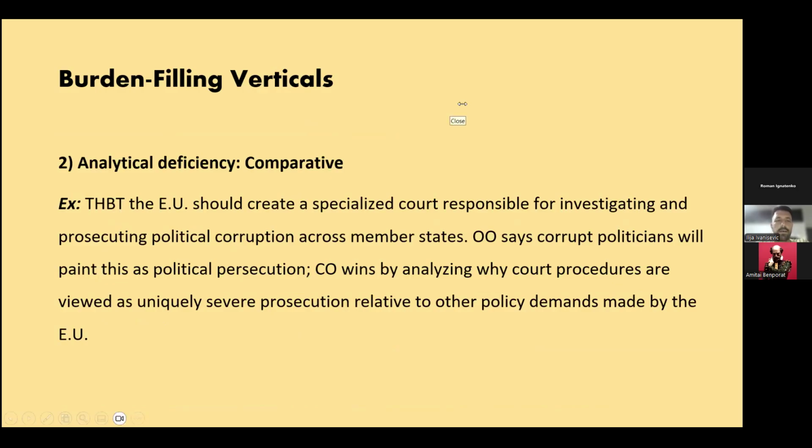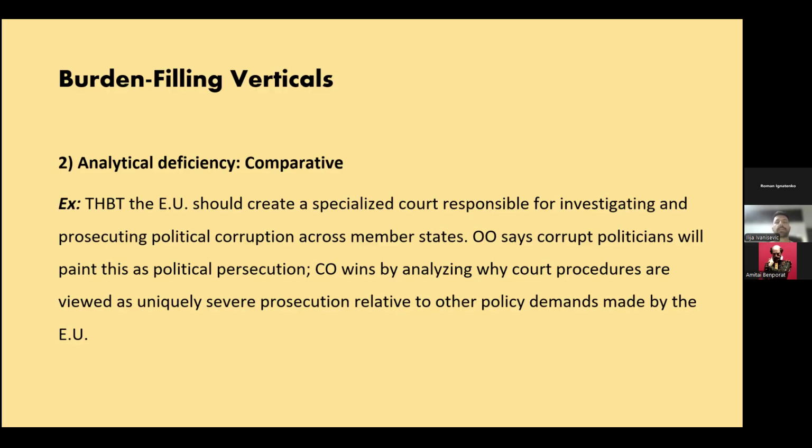So for example, what does it mean? It means rather than just showing that your opening wins by some margin, you're going to win by a much bigger margin on the same comparative here. Again, the example: this house believes that the EU should create a specialized court responsible for investigating and prosecuting political corruption across member states. I think this was ESL quarters of Burgas, Black Sea Euros 2020, was it 3? Yeah, if I'm not mistaken.